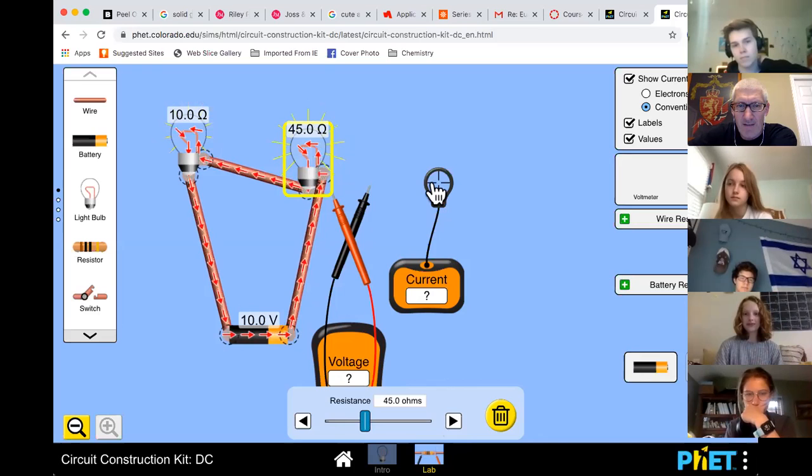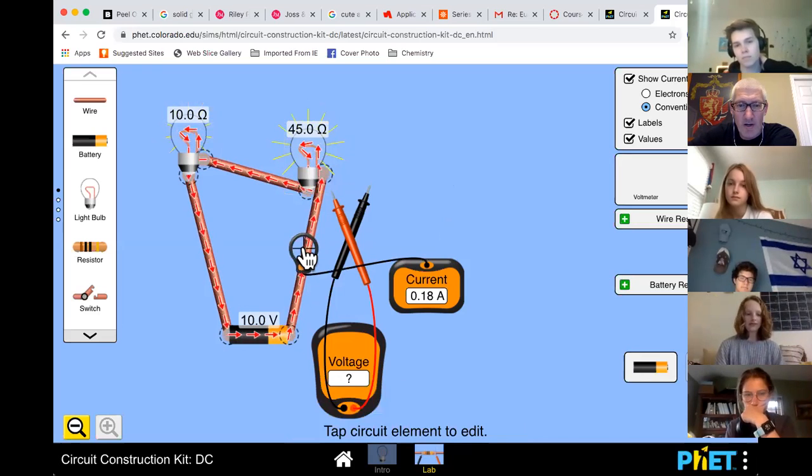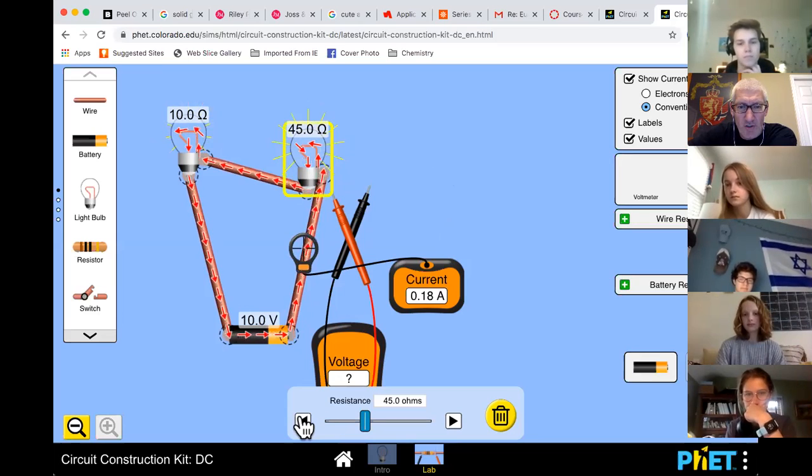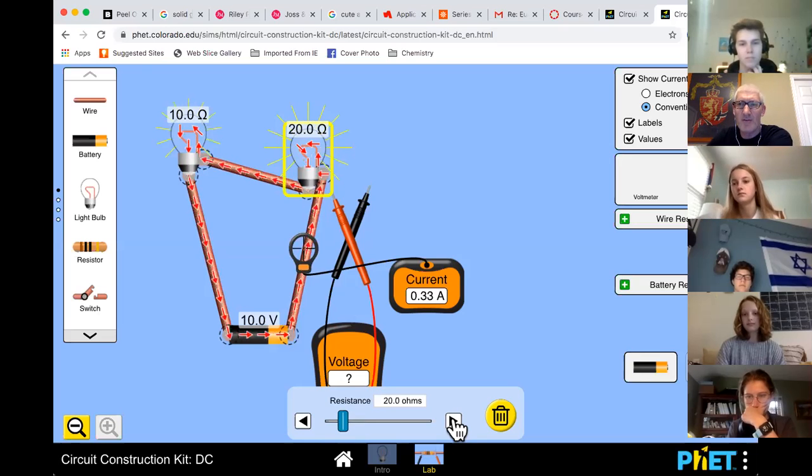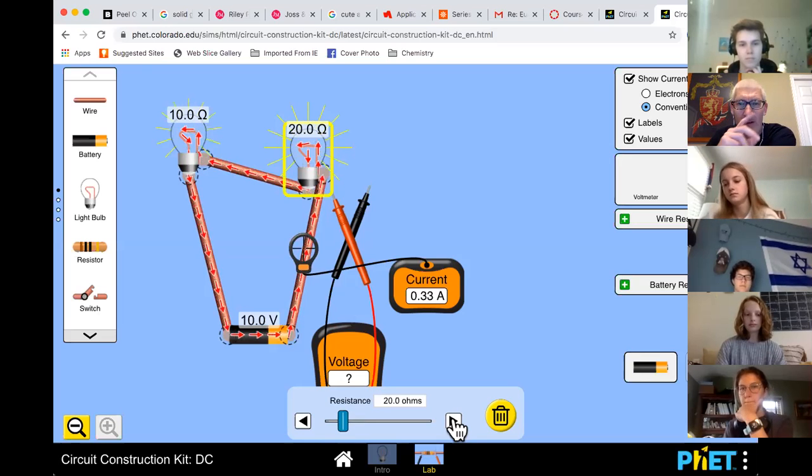Slower. Yeah. So right now I've got a current of 0.18. And if I bring this back to my original, which was all the way down at 20, you see how the current and the resistance, there's the relationship, right? I equals V over R. So this is good stuff. Now, the second one, the voltage. Thank you, Addie.